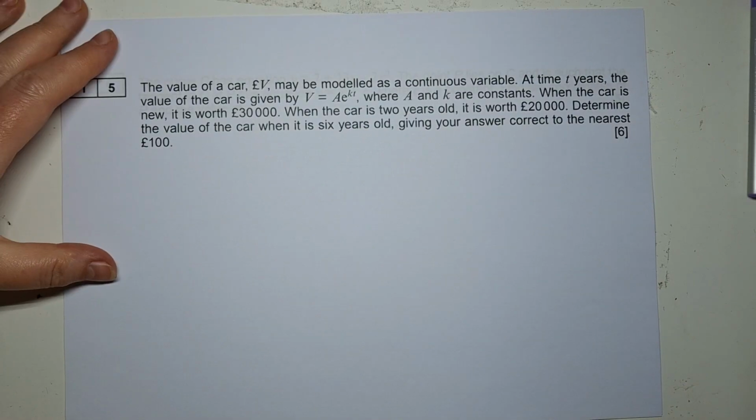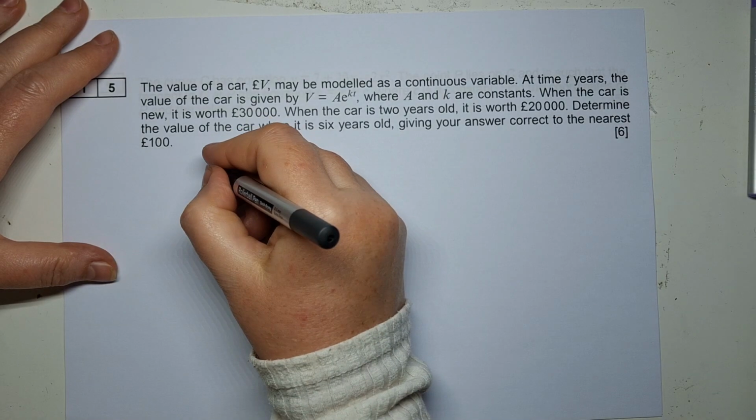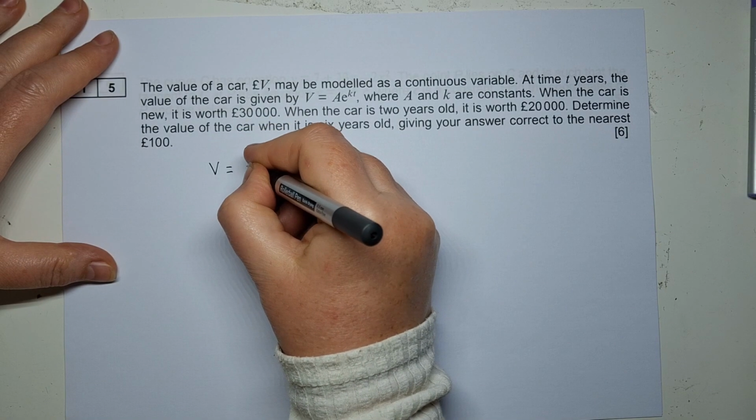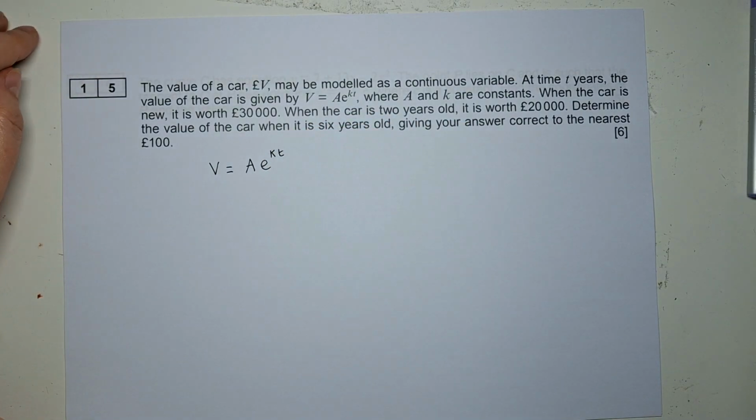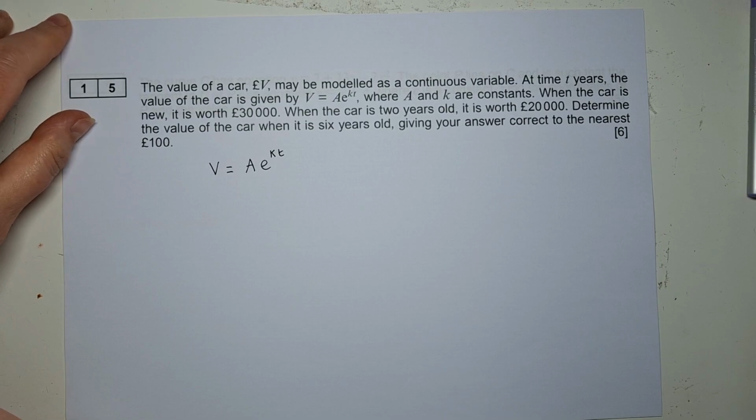Question 15. The value of a car, v, may be modelled as a continuous variable. At time t, the value is given by v equals a e to the power of k times t, where a and k are constants. When the car is new, it is worth 30,000. When the car is 2 years old, it is worth 20,000. Determine the value of the car when it's 6 years old.